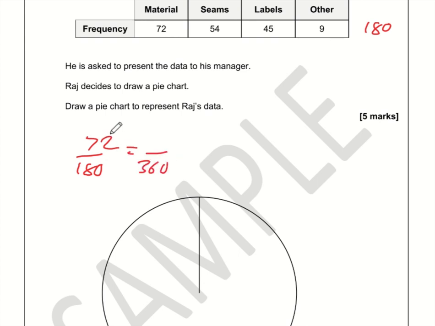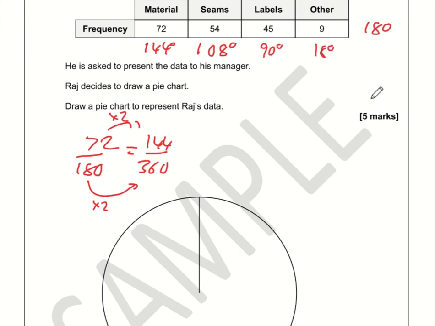So 72, well, we can see that 180 is being doubled to give us 360. So if I double the 72, I get 144. So what this means is I need to draw a sector which is 144 degrees. So the number of degrees is just double these figures here. So 54 times 2, that is 108 degrees. 45 doubled is 90 degrees, and 9 doubled is 18 degrees.